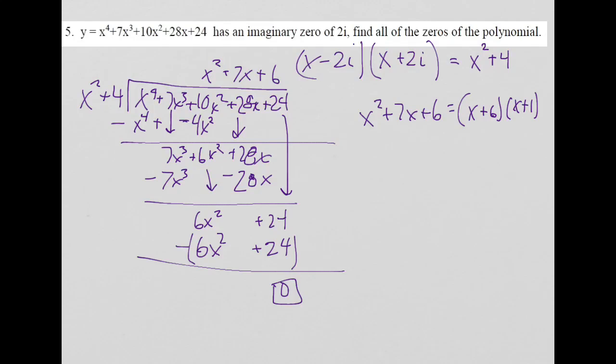x plus 1. So since all it's doing is asking us to find the zeros, we know the zeros are going to happen when x is plus or minus 2i, also when x is negative 6, and when x is negative 1, just like that.